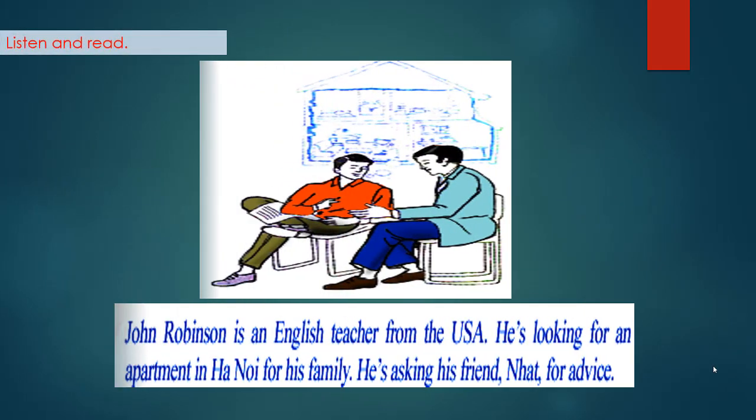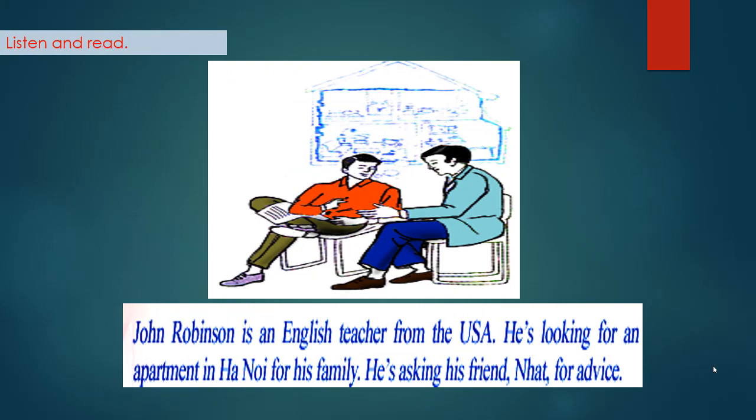5. Listen and read. John Robinson is an English teacher from the USA. He's looking for an apartment in Hanoi for his family. He's asking his friend, Nhật, for advice.